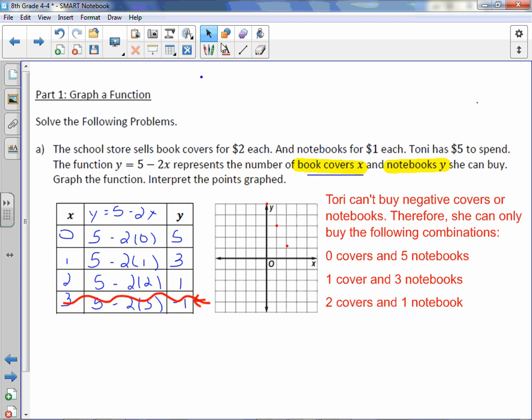Now, I also want to point out that you do not connect these dots. And here's why. Because you're dealing with items and quantity, book covers and notebooks, you can't buy part of a notebook. Okay? You have to buy the whole notebook or not at all. And same with book covers. Because they are whole amounts, and you can't buy anything but a whole amount, you do not connect the dots.